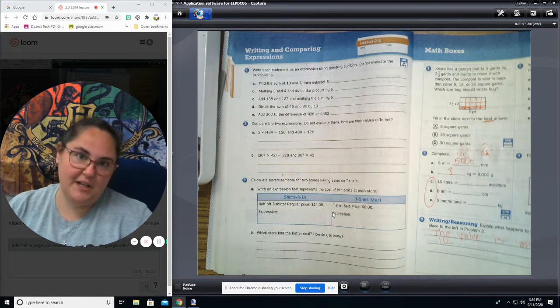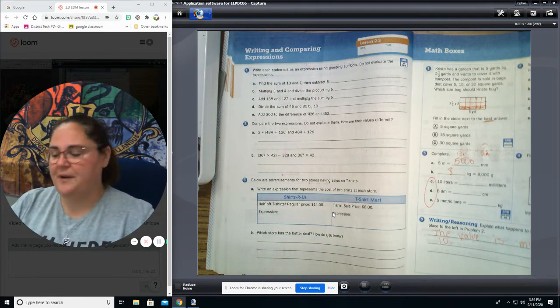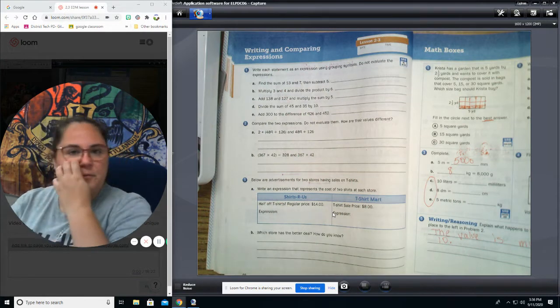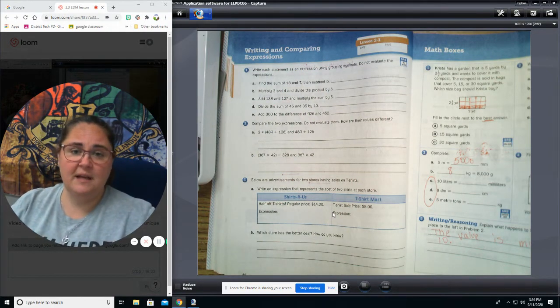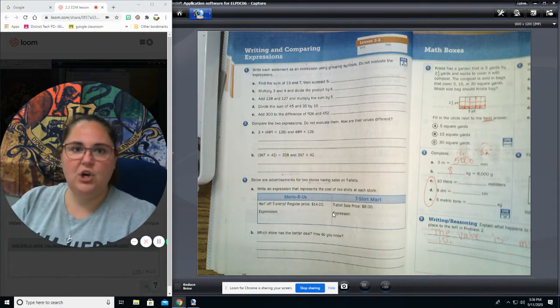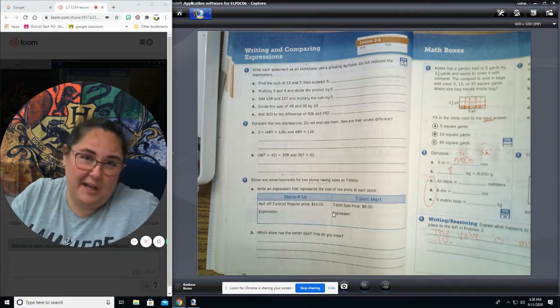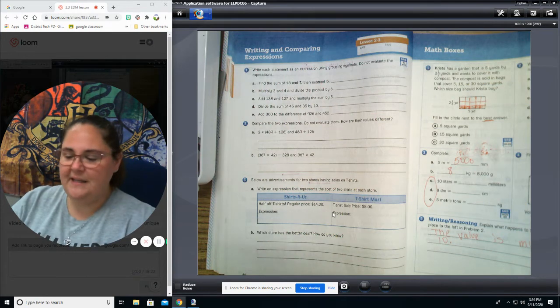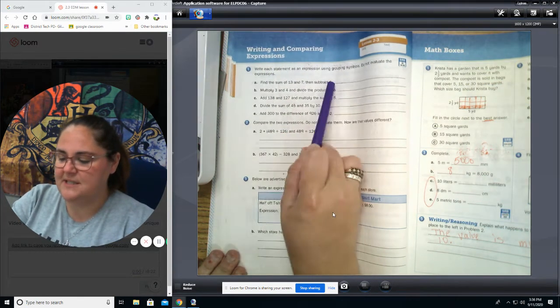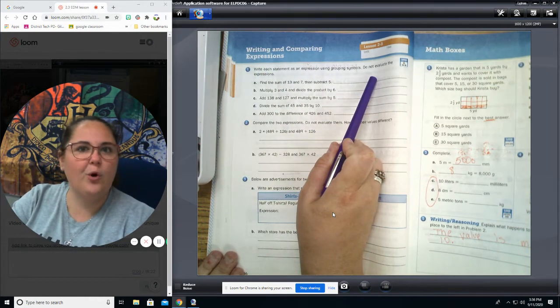Comparing expressions. This is part of lesson 2.3. I already did a little bit of the other part with you, but this is one of the ones that I wanted to take a minute and show you separately. So when you're comparing and writing expressions, that means I'm going to write a problem. So 5 times 2 is an expression. So what we need to do is look at the words in the sentence and write the numbers that go with it.